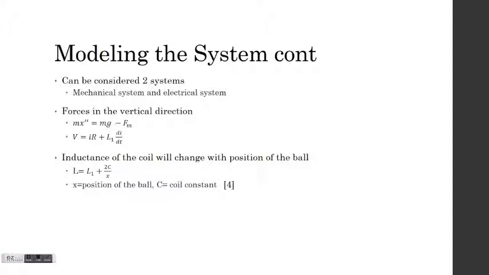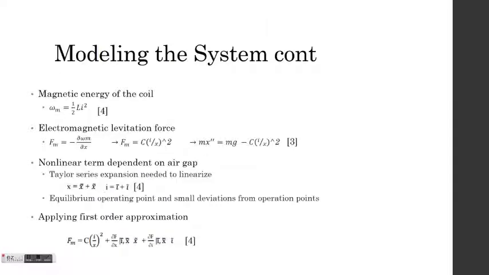The inductance of the coil changes with the change in position of the ball, so the inductance of the coil is dependent on the position of the ball. The formula for the inductance is listed below. The magnetic energy of the coil is listed in the equation below. The electromagnetic levitation force can be determined using the theorems of generalized forces. By substituting the magnetic force from the equation before, we can get the final nonlinear equation.